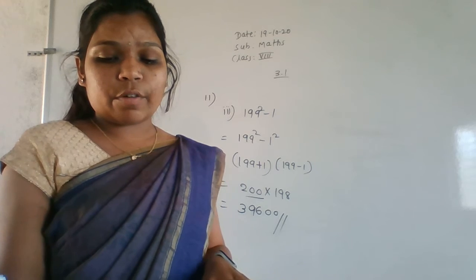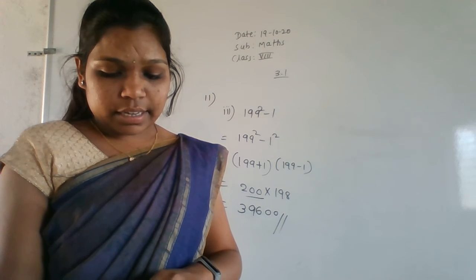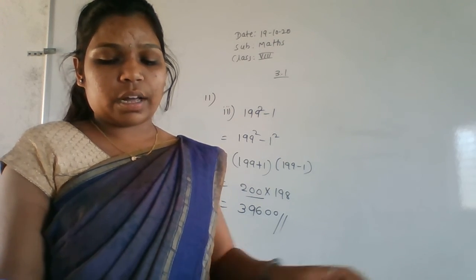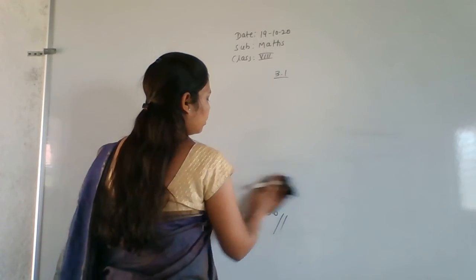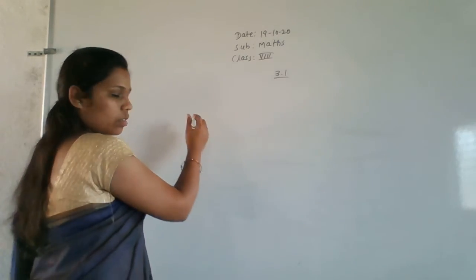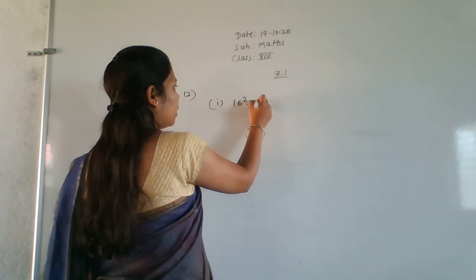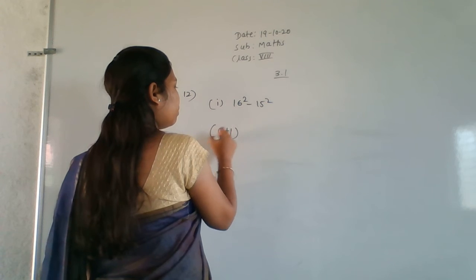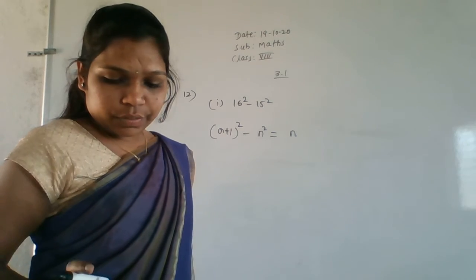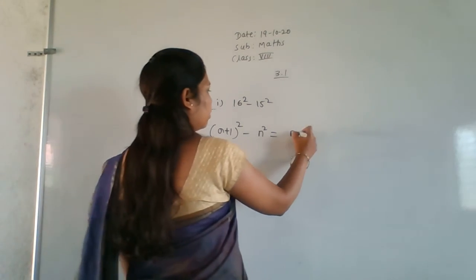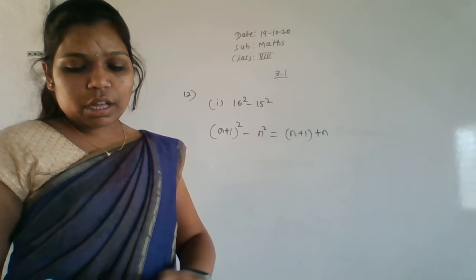Without finding the squares, evaluate each one. Here one rule is there for that: (n plus 1) square minus n square. We'll use that one. The 12th one, the first one is 16 square minus 15 square. We have one rule: (n plus 1) square minus n square is equal to (n plus 1 plus n). So we have to take the sum of those two numbers.